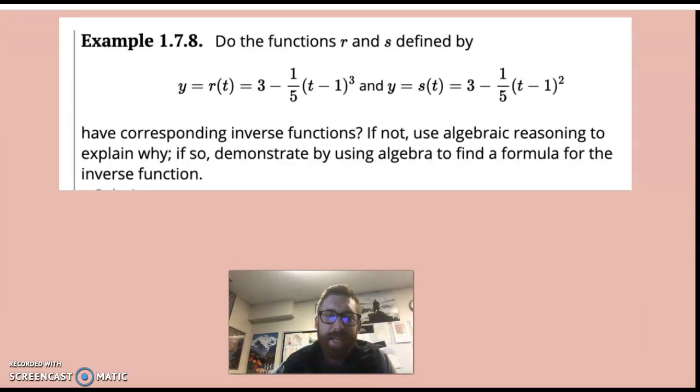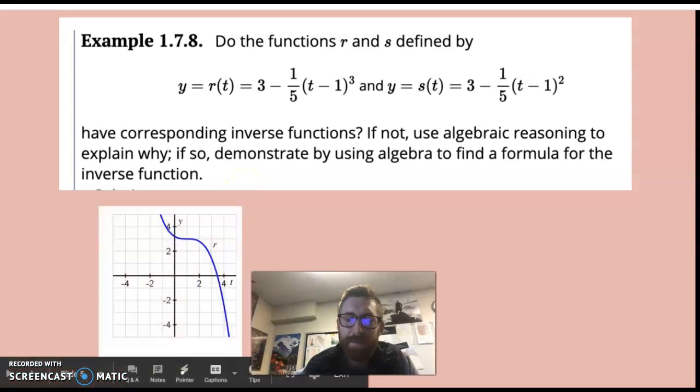So let's see if these are our last two problems of the day. Let's see if these have an inverse that's a function. Does this thing right here have an inverse that's a function? Does this one right here, there's two of them, r of t and s of t, do they have inverses that are functions? And if they do, we'll find them. And if they don't, well, I'll show you why they won't.